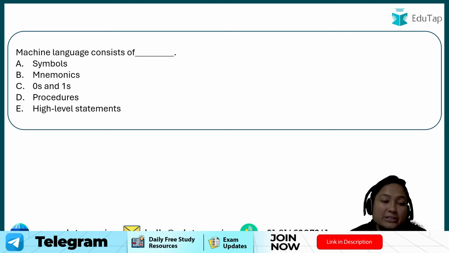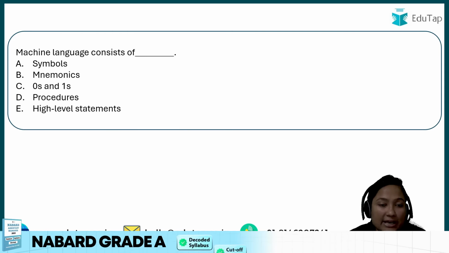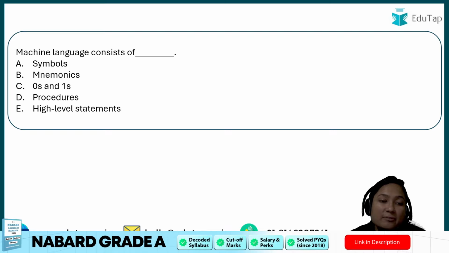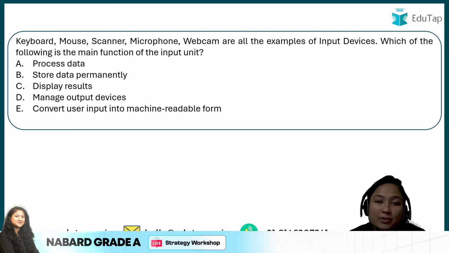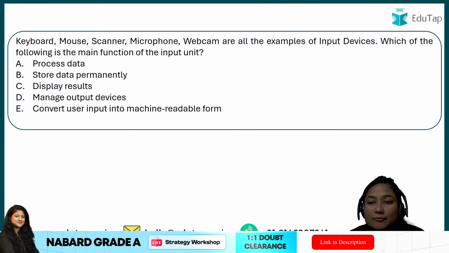Okay. Now, machine language consists of what? Symbols, mnemonics, zeros and ones, procedure or high level statements. The correct answer here will be option C, that is zeros and ones.